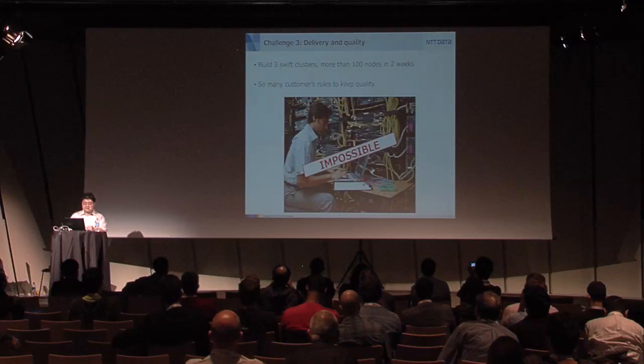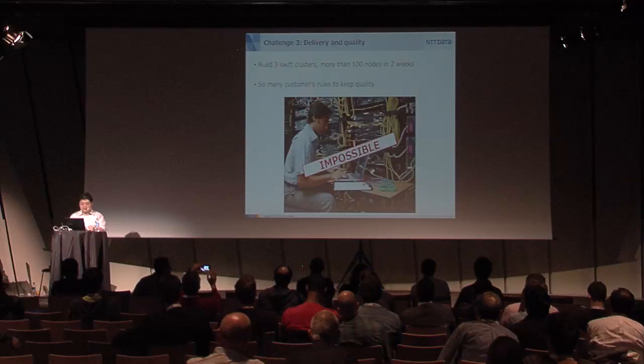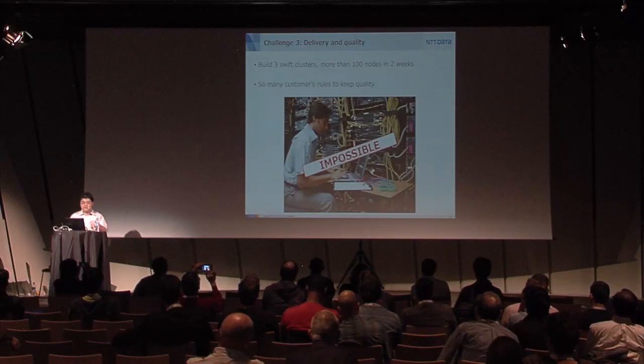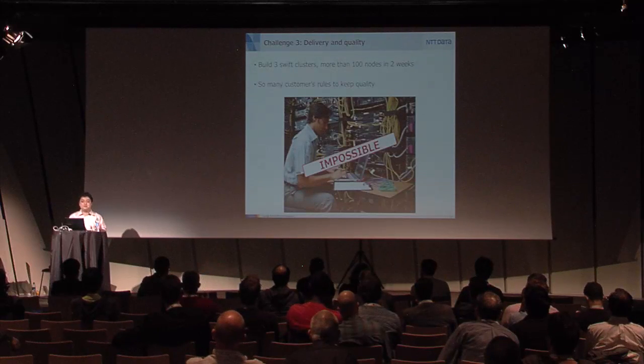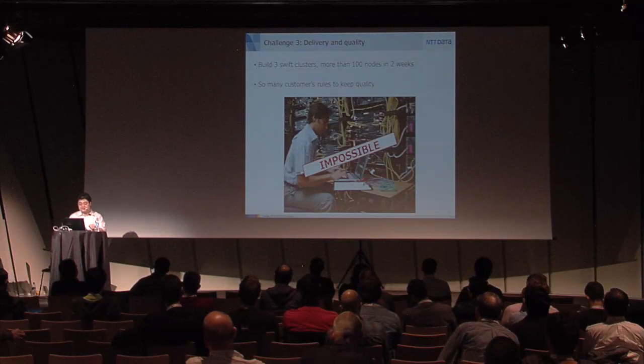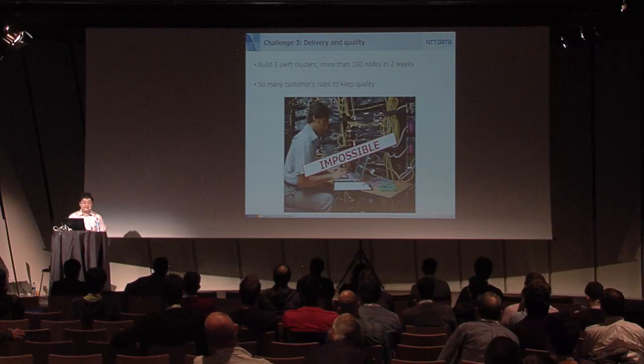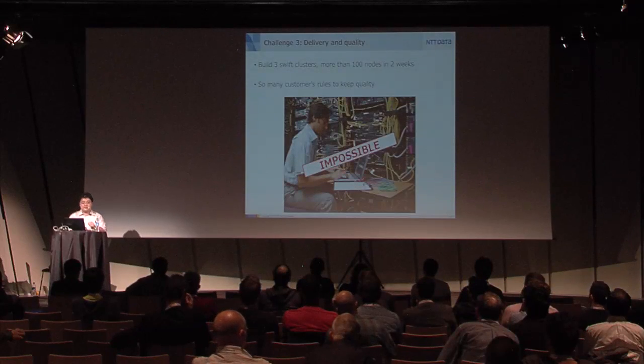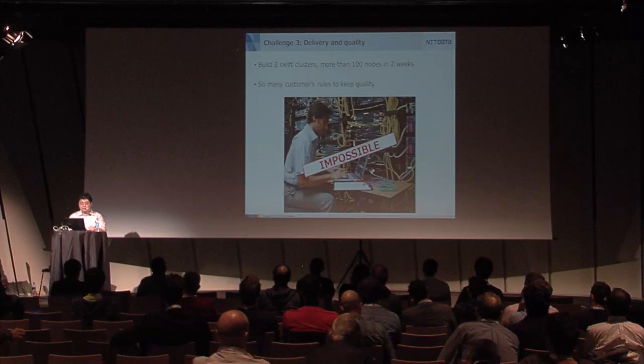Okay, then the third challenge. The third challenge is the quality and delivery problem. In this project, we have to build hundreds of Swift nodes in 2 weeks. It's not a long time for building such a huge number of nodes. In addition, there are many customer rules about operation. For example, you should type all commands by hand, and you should check if your command finishes successfully in each step. You should check files before you edit them, and so on. So we noticed that we cannot keep delivery with manual building under such rules.